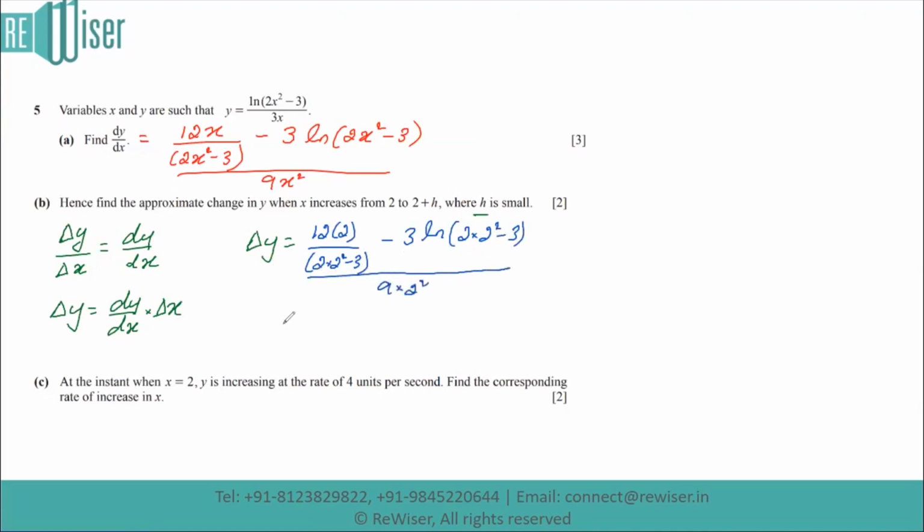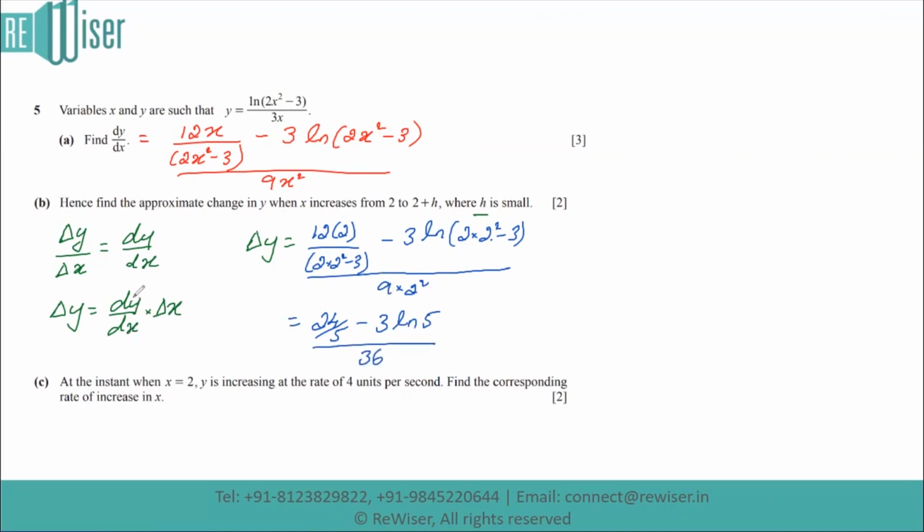So 2 times 12 is 24. 24 divided by, this is basically 8 minus 3, which is 5. So 24 by 5, minus 3 times, this is going to be 2 times 4, which is 8, minus 3, which is 5. So ln 5, and the entire thing divided by 9 times 4, which is 36.